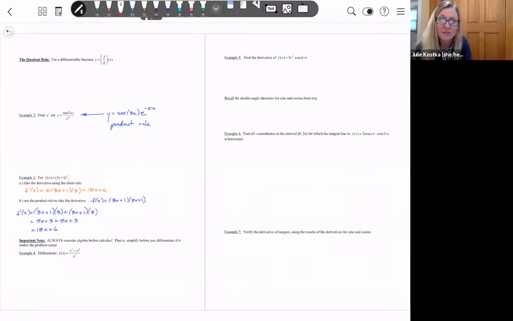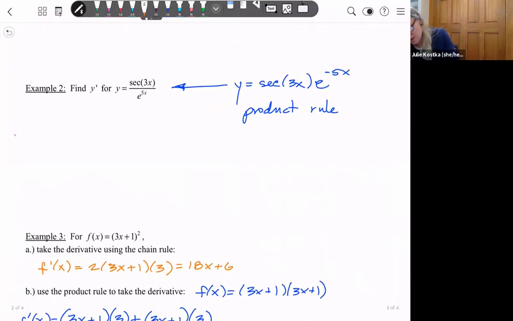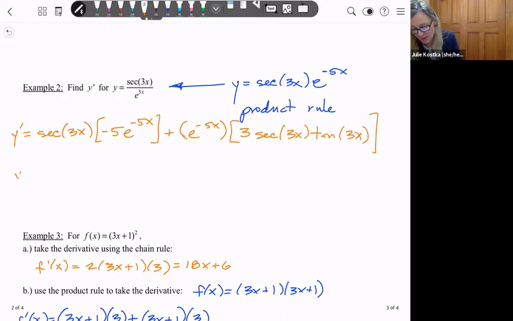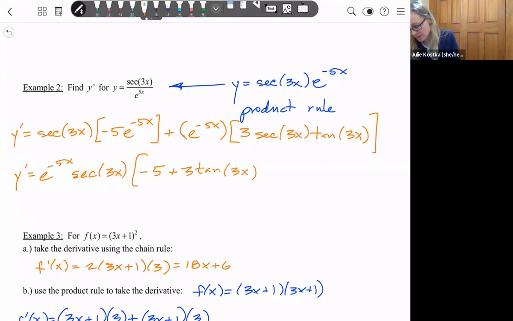Can I show you the process for finishing example 2 using the product rule? Well, certainly, let's do that. Product rule. So here we go. y prime equals the first times the derivative of the second plus the second times the derivative of the first. So that works. You could do a little bit of simplifying. You could say that that is e to the negative 5x secant of 3x times negative 5 plus 3 tangent of 3x.